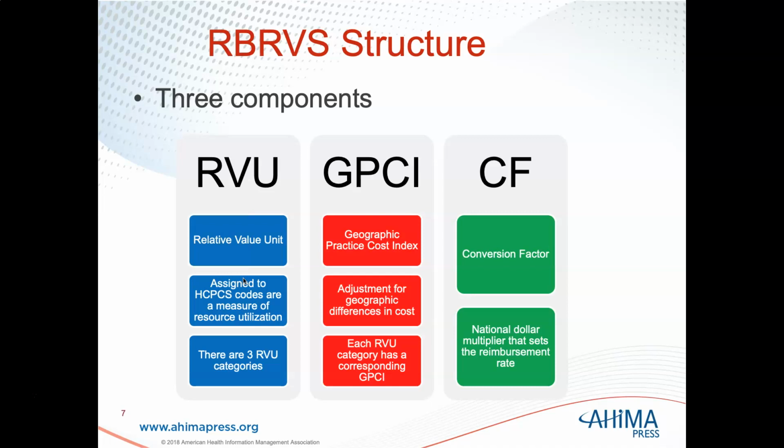GPCI is Geographic Practice Cost Index. That's the adjustment for geographic differences in cost. Each RVU category has a corresponding GPCI. Conversion factor, this is the national dollar multiplier that sets the reimbursement rate.